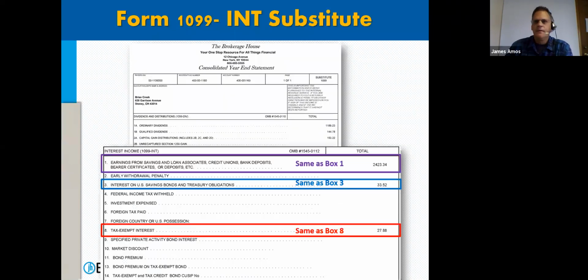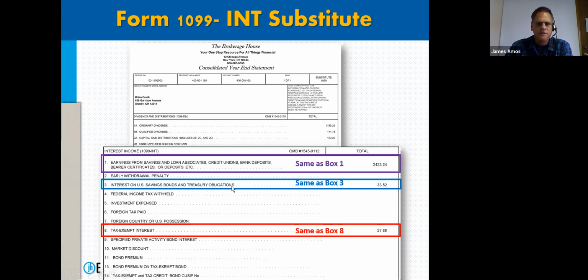Perfect. All right, now what they're trying to do here is just show you the equivalent on a 1099 substitute statement. Look, you often get these consolidated year-end statements, and it'll have a 1099 interest on it, 1099-dividend, which we'll talk about in a minute, and other things. They may look like this, but if it says interest income 1099-INT, this is the equivalent of a box 1 on a true 1099-INT.